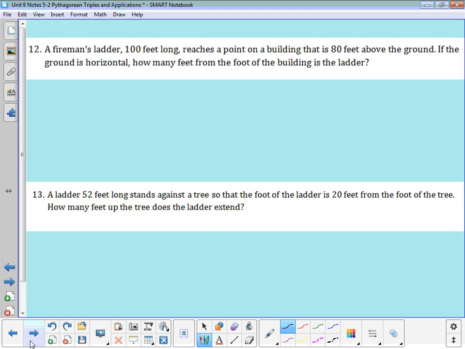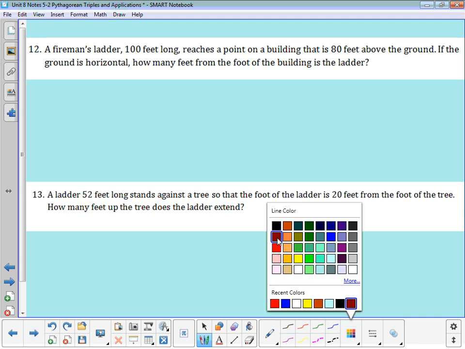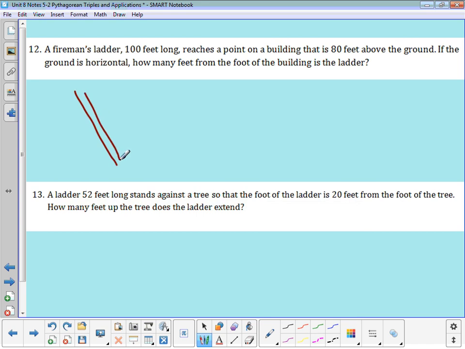Okay, let's take a look at these ladder problems. You're going to see these a lot. So let's draw us a nice picture. So a fireman has a ladder. Okay, let's draw that ladder. So here's my ladder. Wow, that worked really well, didn't it, guys? Okay, so that's my ladder. No judgment, right?